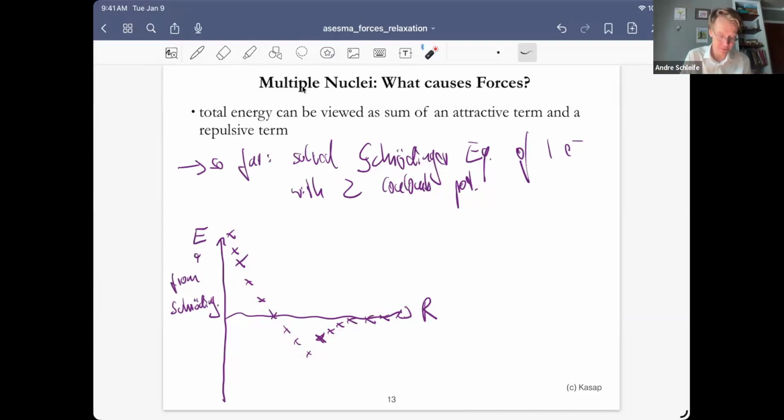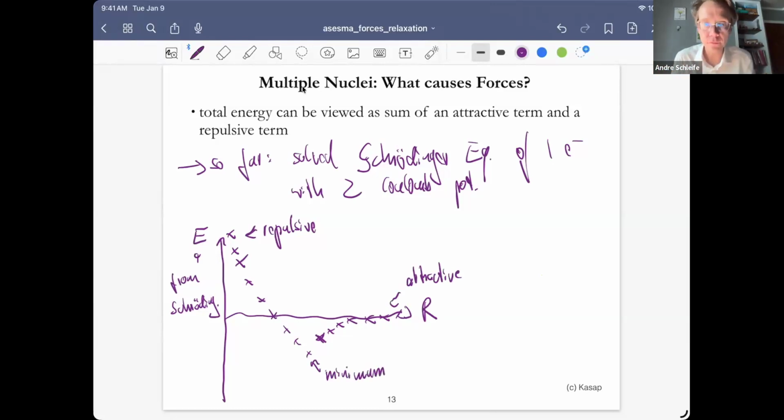Perfect. That's exactly it, we almost have forces. We're very close. Right now we just computed the energy. So then there is a repulsive term, which pushes the atoms apart, and an attractive term, which attracts the two nuclei together. And somewhere here is our minimum. Perfect.